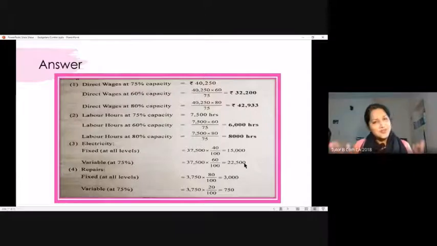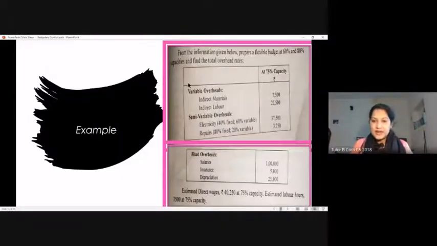Now, how do we find out? It's very simple. 22,500 divided by 75 into 60, as we did here, and for 80% it is 22,500 divided by 75 into 80. If one is for 75, how much is for 60%? That's it. Same repairs also taken like that. It has been said that repairs 80% is fixed, which remains the same for all the capacity levels, 60% and 80% capacity level.